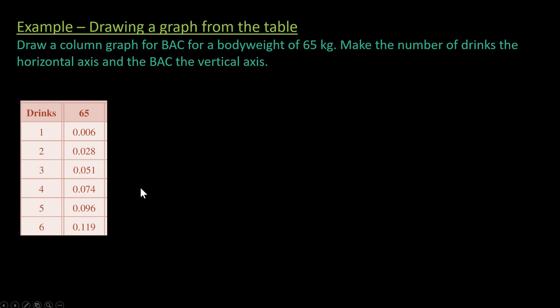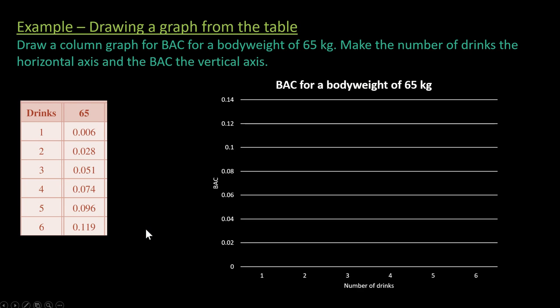So it wants the number of drinks to be the horizontal axis. So they're what each column is going to be. So number of drinks: 1 is going to be 1 column, 2 will be the next and so on. And then the vertical axis is all of these numbers. Okay, so we need to make sure that our vertical axis goes up past 0.119. So we need to make sure we're working with a reasonable scale. We've already decided number of drinks is along the bottom here, and that's what all of our columns are going to be. And then this is the trickiest part, is knowing what we're stepping up by.